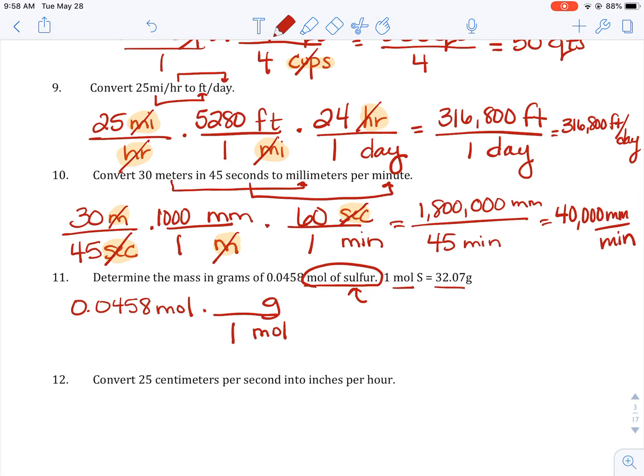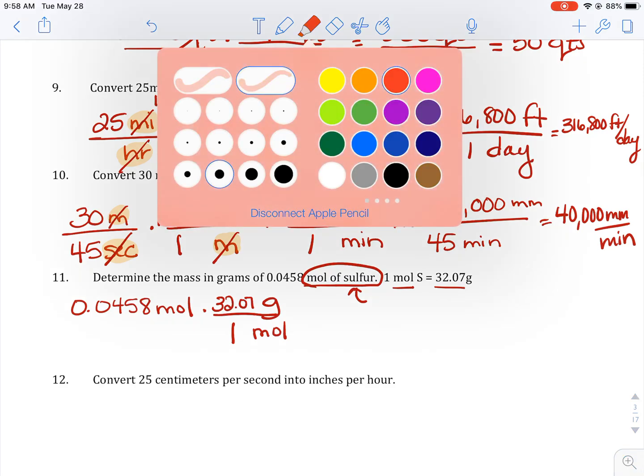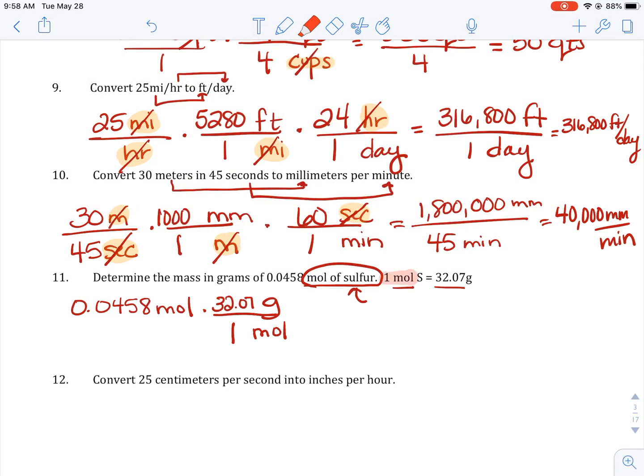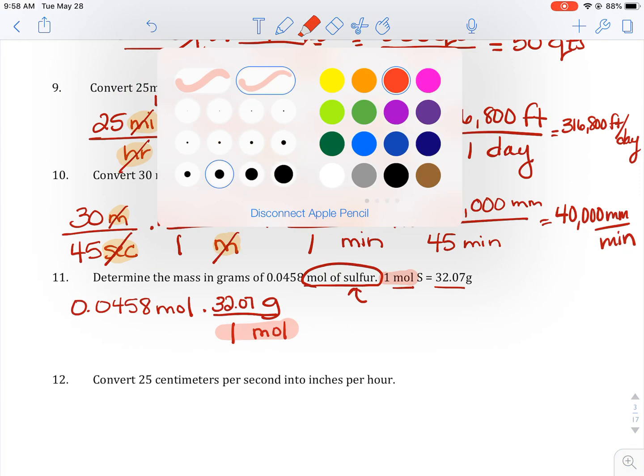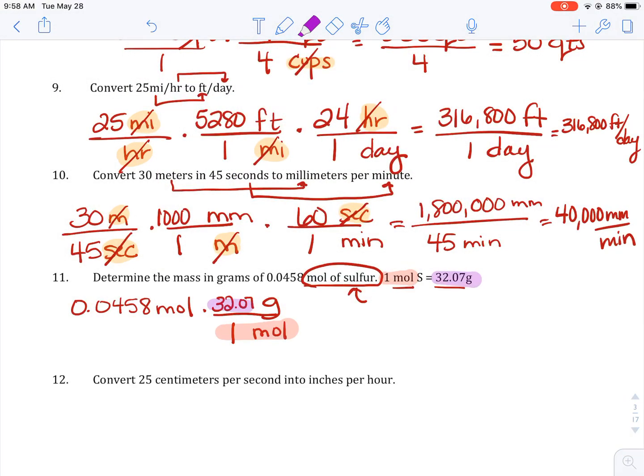1 mole, 32.07 grams. So note how the labels match up. So this was 1 mole, so here I have 1 mole. And here I had 32.07 grams, so here I have 32.07 grams. A little harder to imagine which is larger, a mole or a gram. That's why you have to pay really close attention to what was given to you. So now I can cancel the moles. And I can multiply 0.0458 times 32.07 is 1.47 grams.